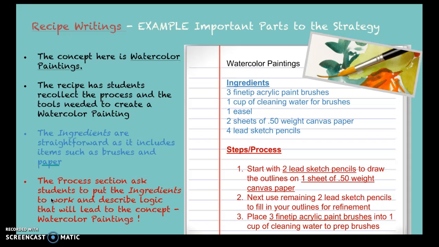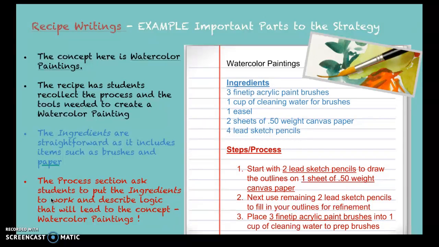In our next example, we see that we can use recipe writings to think about the process it takes to create a watercolor painting. So this can be used in an art classroom. Maybe in the ingredient section, we can list the actual materials that a student will need to create a watercolor painting, like paintbrushes and paint and an easel and certain types of paper. That way we can allow the student to show us that they are aware of the specific details involved in this process.